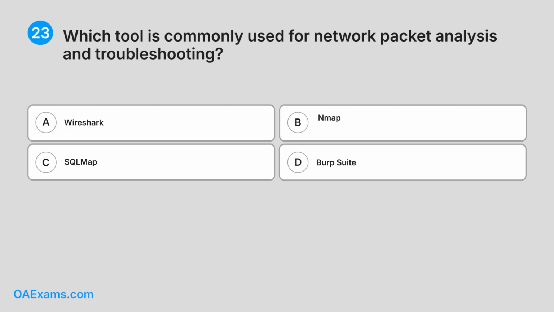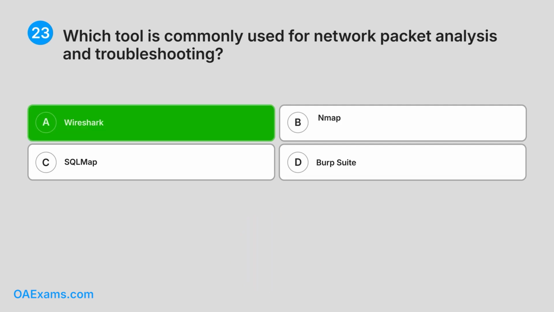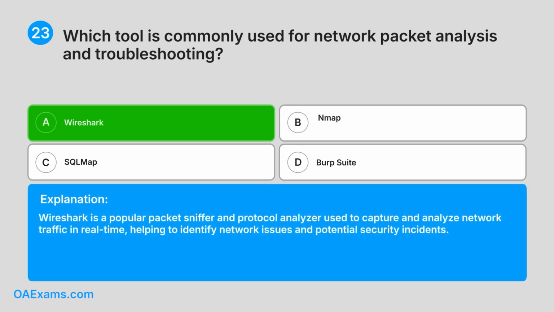Correct answer. A. Wireshark. Explanation. Wireshark is a popular packet sniffer and protocol analyzer used to capture and analyze network traffic in real time, helping to identify network issues and potential security incidents.